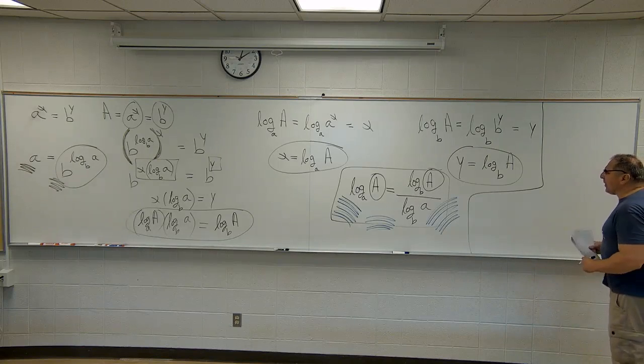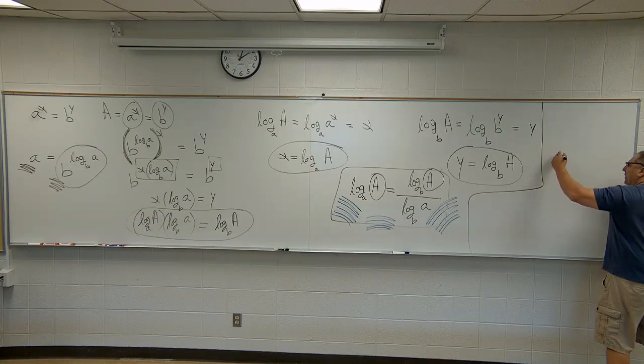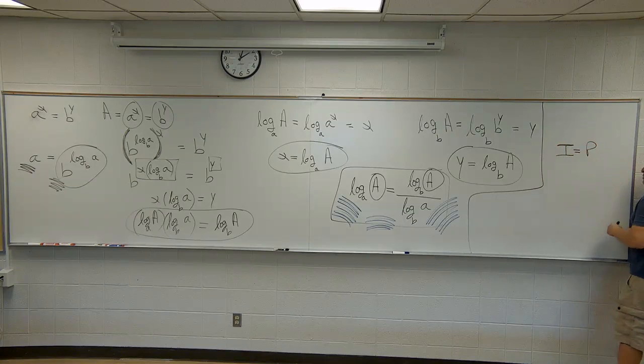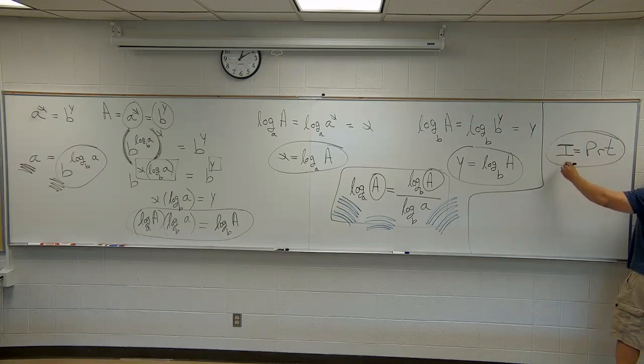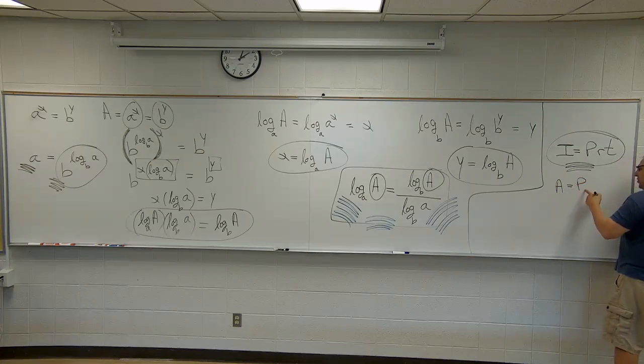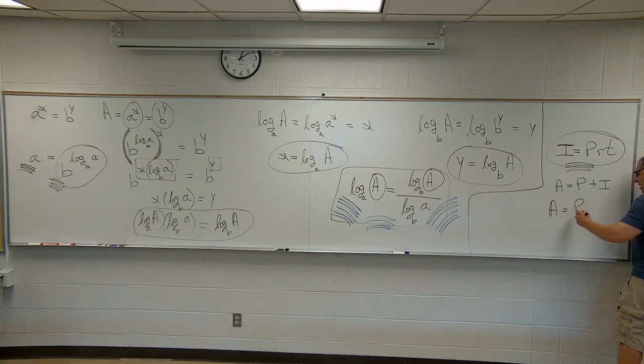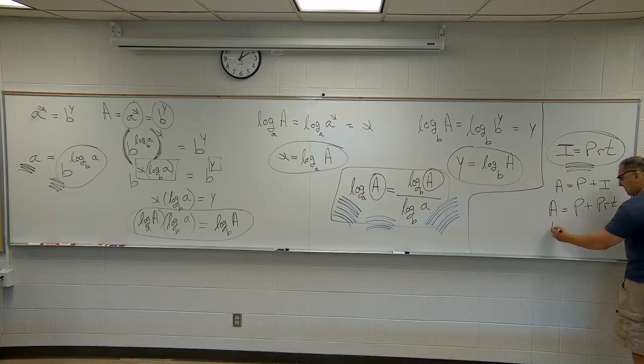there's an easy way to do interest, and one of the easy ways is there's simple interest and compound interest. Simple interest is the amount of interest you get: your principal that you've invested times the rate at which you've invested it times the time. I equals PRT. It's that simple. The amount you get at the end is the original principal plus the interest, PRT. Sometimes you can write it like this.